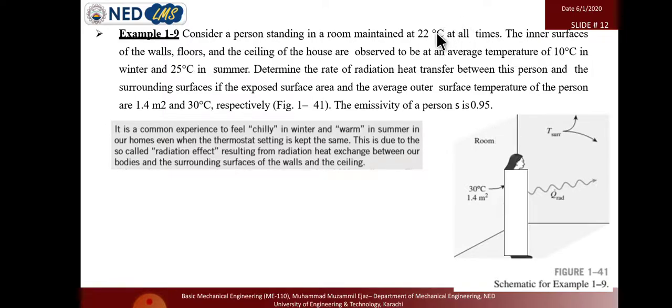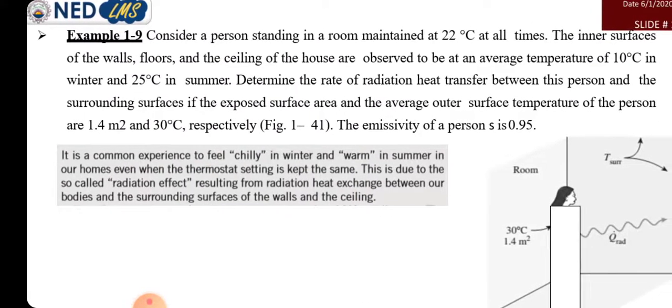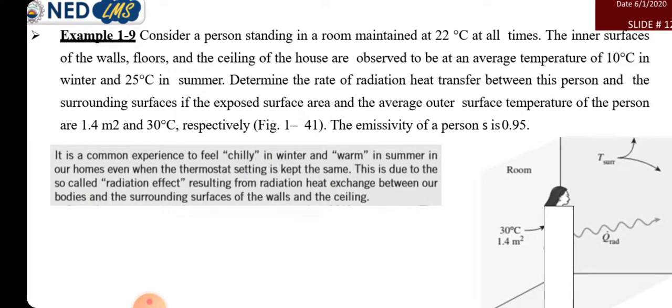Anyway, another effect of radiation you can feel, which I just wrote over here. It is a common experience to feel chilly in winter and warm in summer in our homes, even when the thermostat setting is kept constant. This is due to the cold radiation effect resulting from radiation heat exchange between our bodies and the surrounding surfaces of the walls and the ceiling.